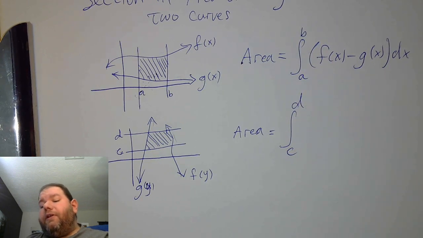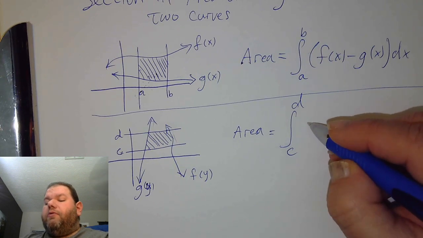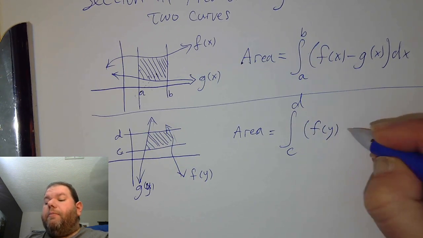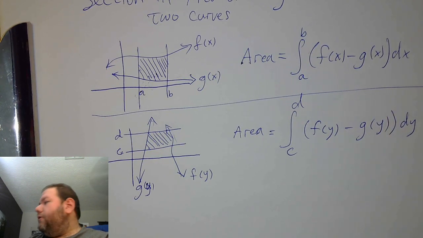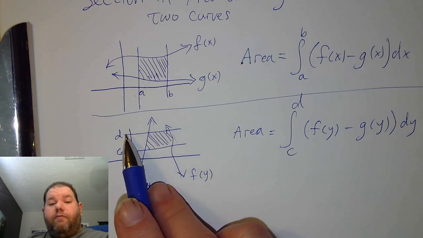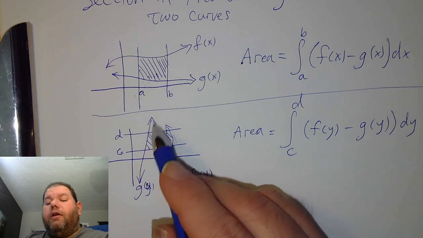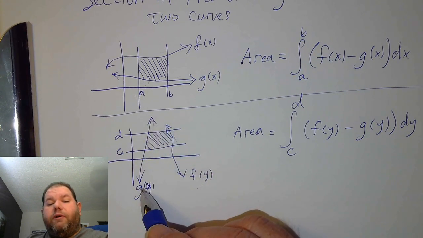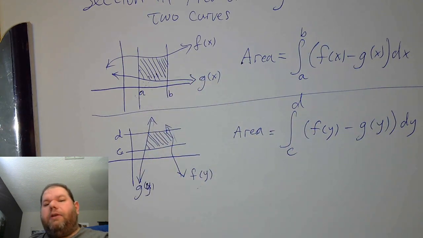So we'll integrate from c to d, and we'll end up taking f of y minus g of y dy. And again, looking at the y-axis as our focus, the function furthest from the y-axis, f of y, is first, and the closest to the y-axis, g of y, is second. It's the same principle that's being applied here. We just rotated the picture 90 degrees.